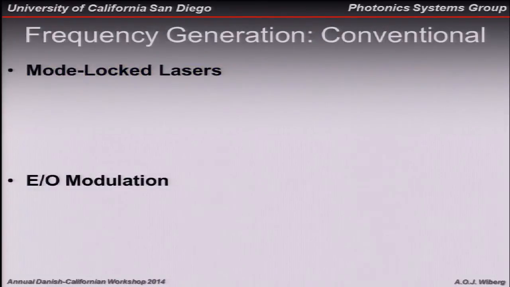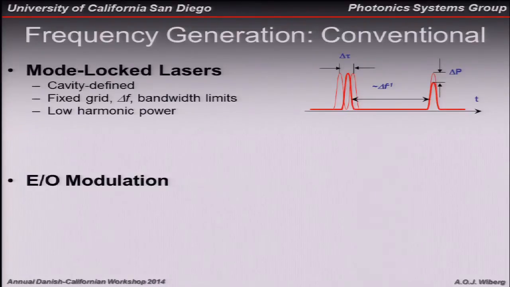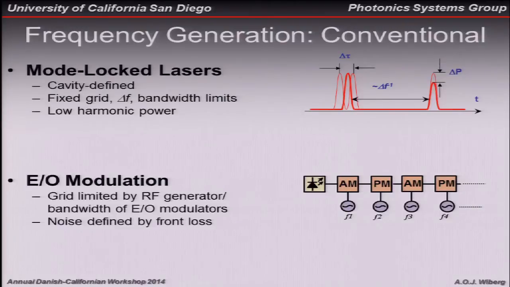So other ways to generate frequency combs, which we've seen some examples of during the days here, is that you can use mode-lock lasers. But that is very well defined by the cavity, so you have a fixed grid, and it's not tunable. And you also have a limited amount of power in all the different tones that you're generating. You can also use electro-optic modulators to create your comb, but the bandwidth that you're generating will be limited by the bandwidth of your modulators, and also the signal-to-noise ratio will be limited by the loss that you have through your cascaded comb generation.